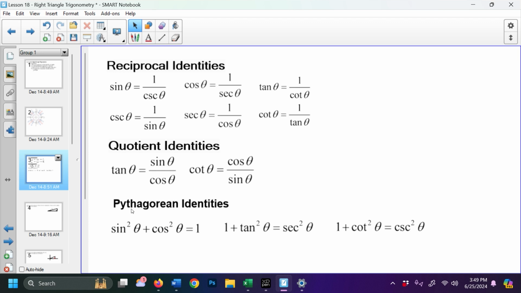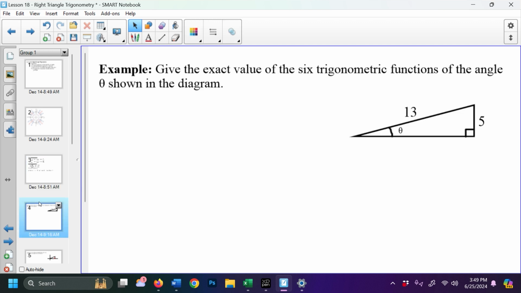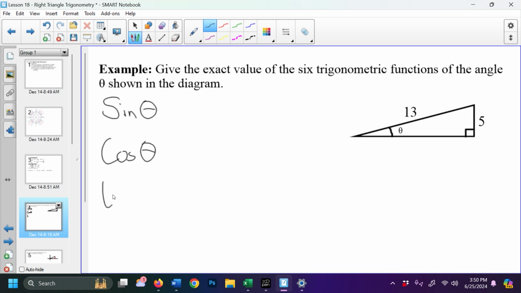Now, other than that, there's not a whole lot of new math that I'm going to add today, but I do want to do a few examples. So let's look at this one. It says, give the exact value of the 6 trigonometric functions of the angle theta shown in the diagram. When they say 6 trigonometric functions, they want us to find the sine of theta, the cosine of theta, the tangent of theta, the cosecant of theta, the secant of theta, and the cotangent of theta.